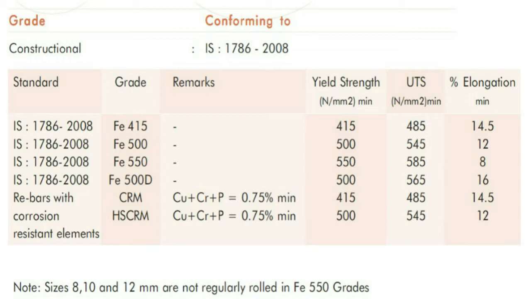For grade Fe500 steel bar, the yield strength of the steel bar should not be less than 500 Newton per mm square, and its ultimate strength must be a minimum of 545 Newton per mm square. The percentage of elongation should be less than 12% respectively.